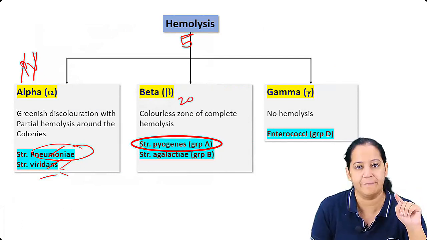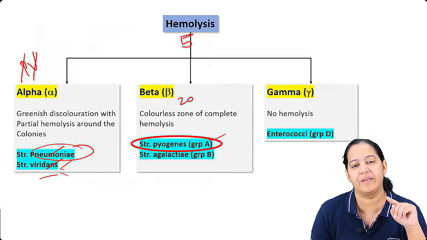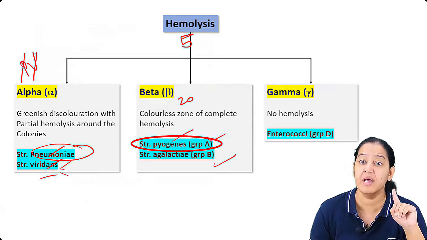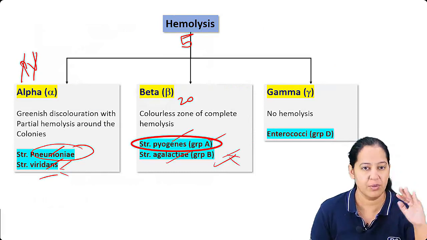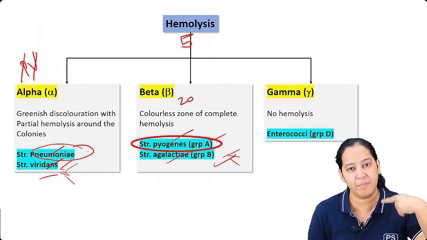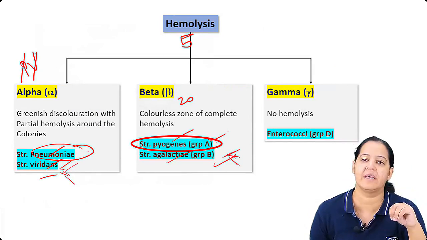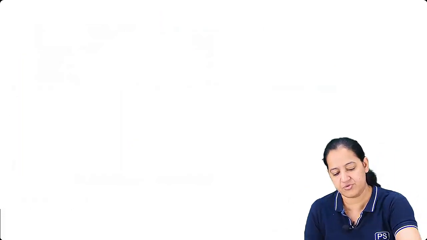In beta, there are 20. I cannot teach you 20. I will teach you the first 2: Group A and Group B. Group A is pyogenes, the main hero. And Group B, agalactiae, 2-3 lines for that. So here the main hero is pneumoniae and 2-3 lines for viridans. Here the main hero is pyogenes, 2-3 lines for agalactiae. Gamma is only 2-3 lines I will teach you. Not important. It's a side hero only. So total 5.